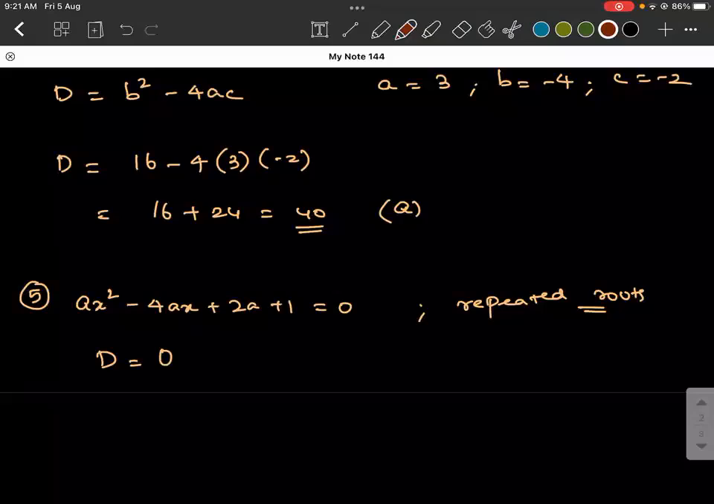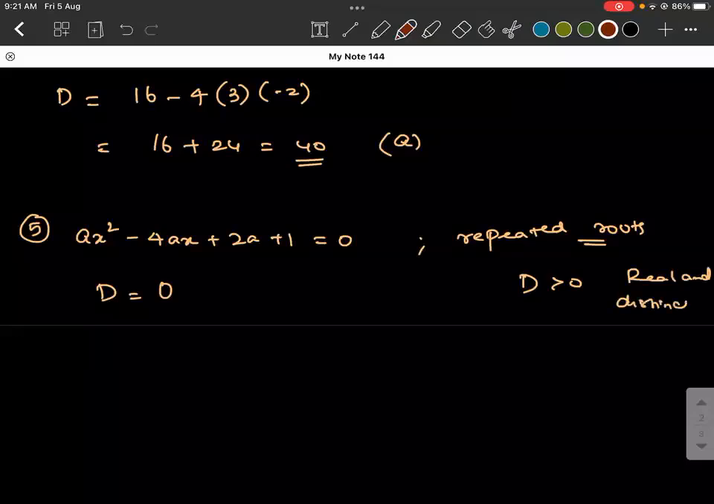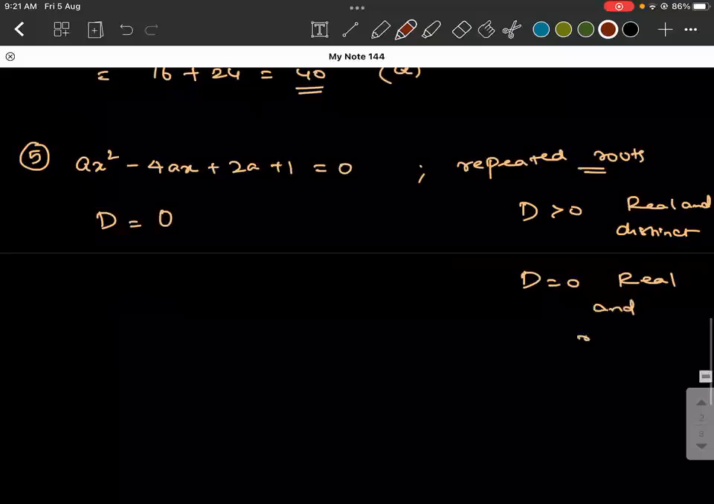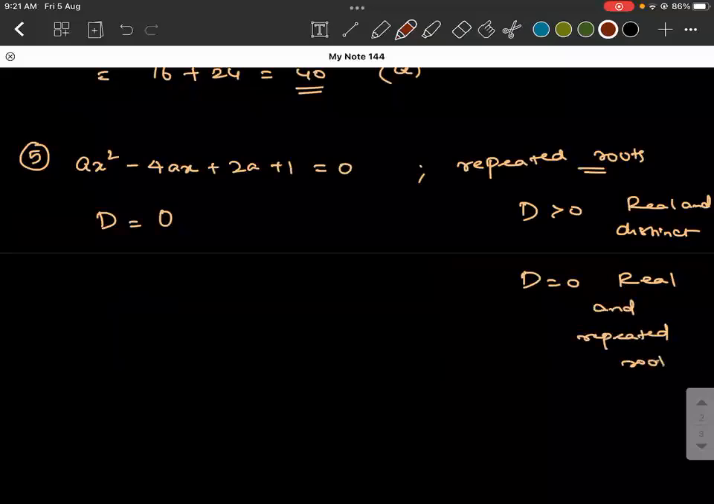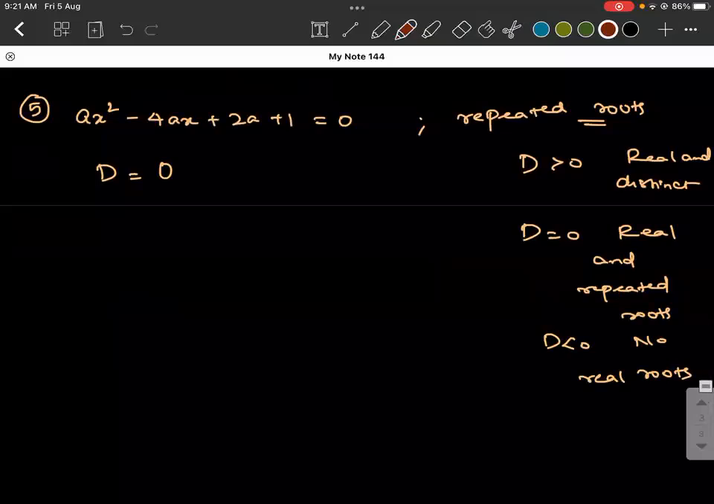So last class I gave you 3 conditions with respect to discriminant. Go and check your notes. So you wrote it in rough notes last class. Check it. So if D is greater than 0, it has real and distinct roots. Right? If D is equal to 0, it has real and repeated roots. If D is less than 0, it has no real roots. It has roots, but they are not real roots. They are complex roots. Okay, so D is equal to 0.